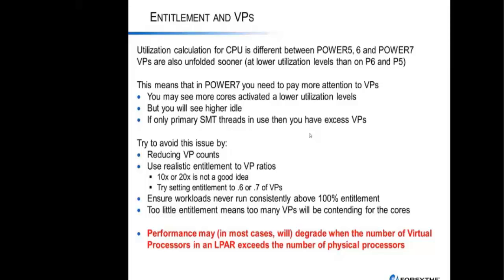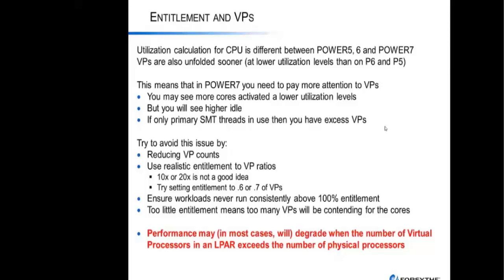So you want to raise that entitlement, lower your VPs, so that you don't get yourself into the situation where you're only using your primary threads because it's going to kick off VPs and then go back and use the other threads. You know, in order to get the RPerf that they quote for the Power 7, you actually need to be using all 4 threads on each core. So I just wanted to make sure that you're aware of that.